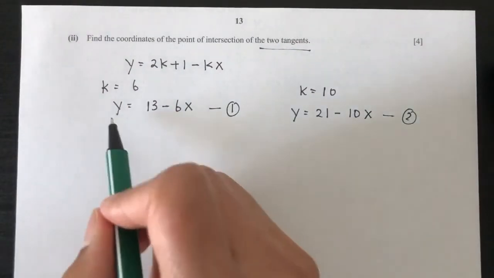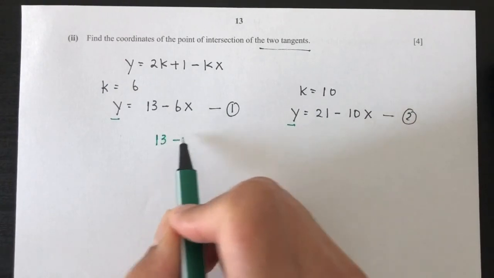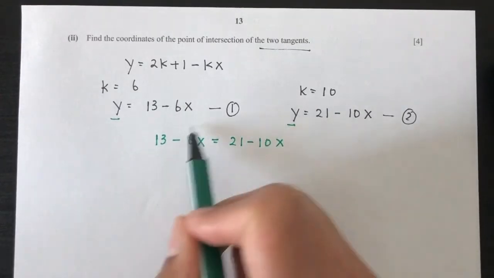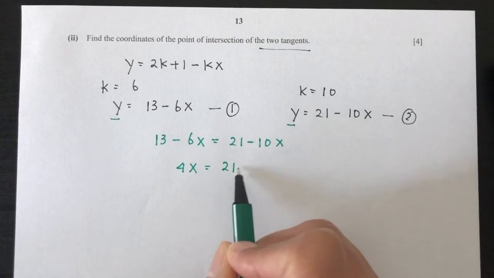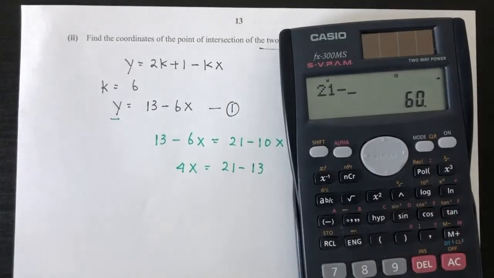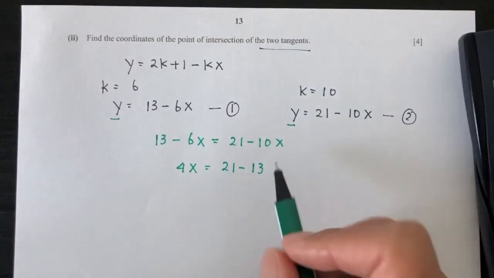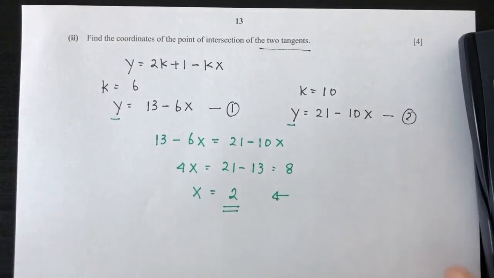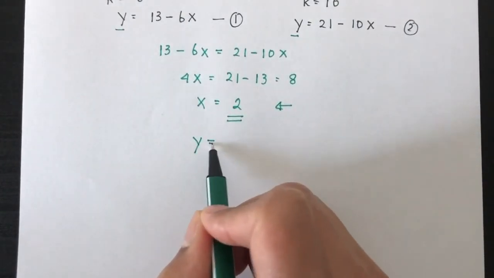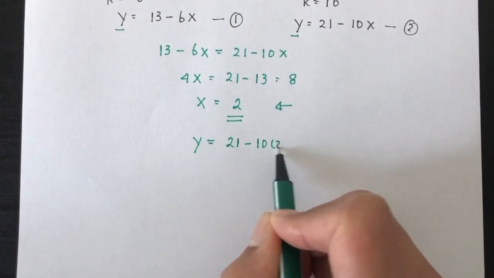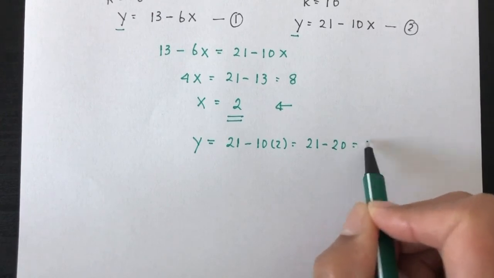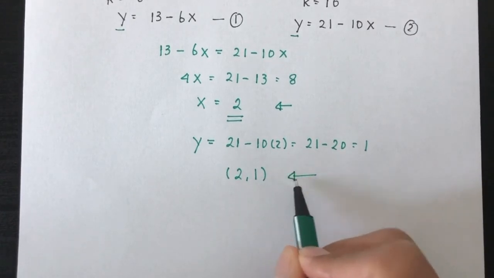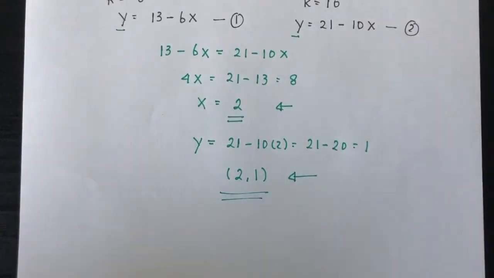Now equate those two, see what happens. This and this, you will have 13 minus 6x is equal to 21 minus 10x. We send this one over here, you will have 4x equals 21 minus 13. So 21 minus 13 should be 8. So x will be 8 divided by 4, that should be 2. Okay, so what is the value of y? y should be 21 minus 10 times 2, that is 21 minus 20, that should be 1. So the point of intersection is (2, 1). That is your answer for part 2 of question number 10.